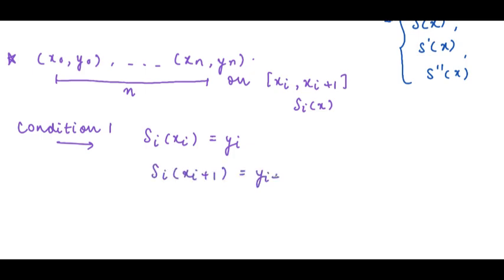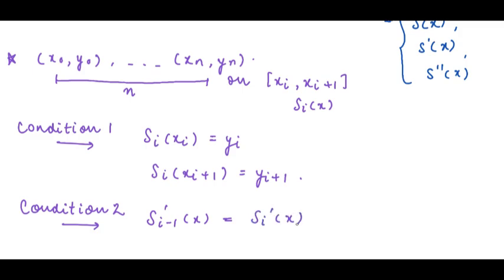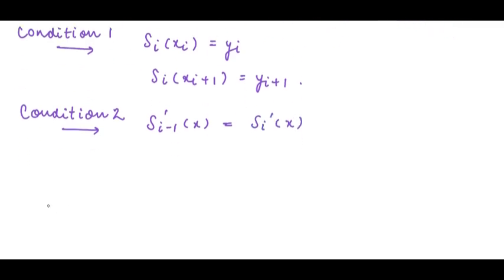yi+1. Condition 2 says that at each interior node, S(i-1)'(xi) equals Si'(xi), which means the slope is continuous. And at each interior node, S(i-1)''(xi) equals Si''(xi), and this ensures the continuity of the curvature.